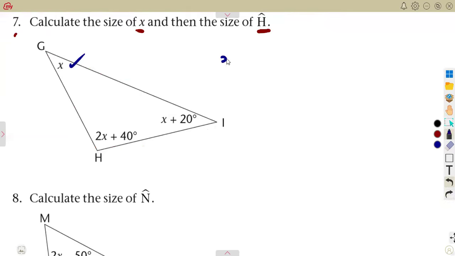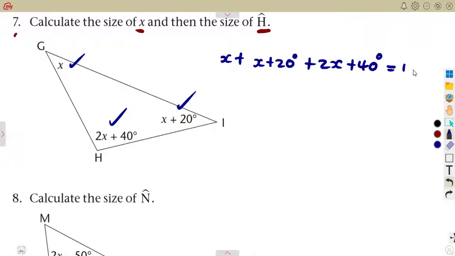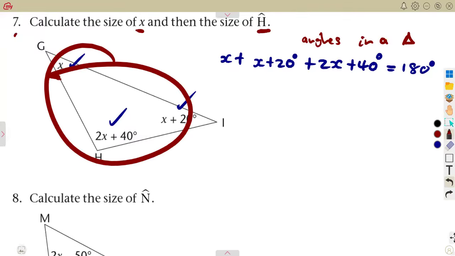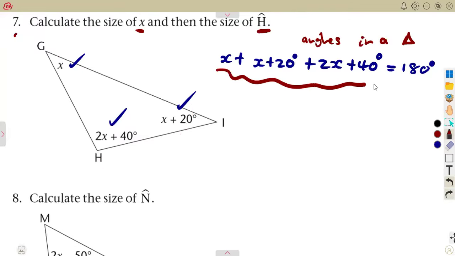So if we take this X, we add it to this one, which is X plus 20 degrees, we add it to this one, which is 2X plus 40 degrees, we are supposed to obtain 180 degrees. That is angles in a triangle. We talked about this. Angles in a triangle add up to 180 degrees. So we added all the angles in terms of X.